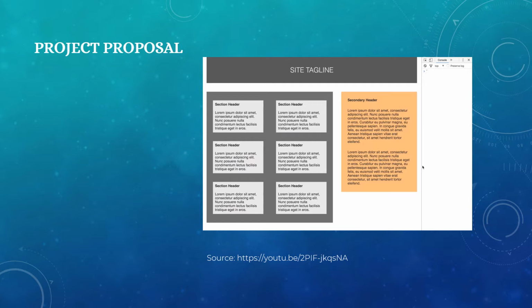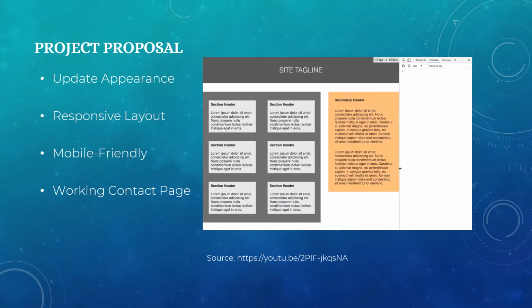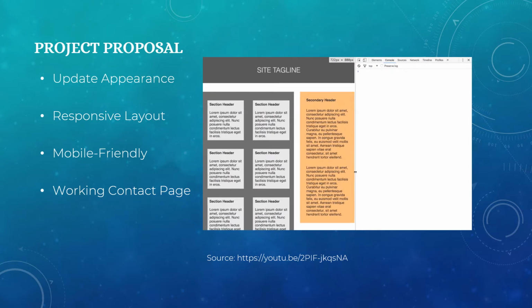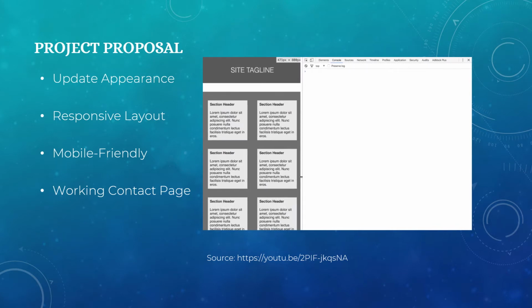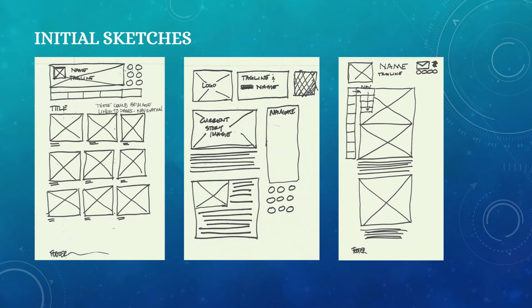The updates I'll need to do include the appearance. It's from the beginning of my time at BYU-I, and it doesn't reflect current web design trends. The layout is not responsive, not mobile friendly, and I do need a working contact page. So for my initial sketches, I was thinking in terms of containers. Containers seem to be the way that Flexbox works, and the containers could stack, go from rows to columns depending on the media query.